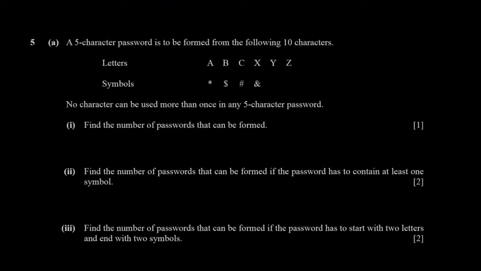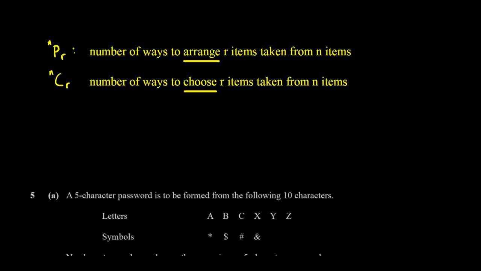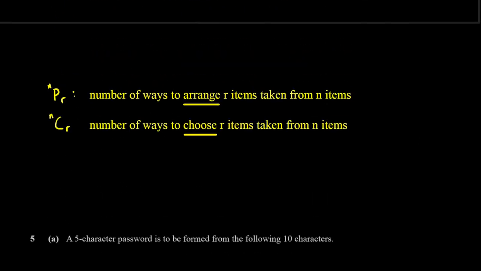All right, then here we are in question 5, which is a permutations and combinations style question. At the start of all these questions, I like to recap the difference between permutations and combinations. So here we are. What is nPr? nPr is the number of ways to arrange r items taken from n items. And what is nCr? It is the number of ways to choose r items taken from n items.